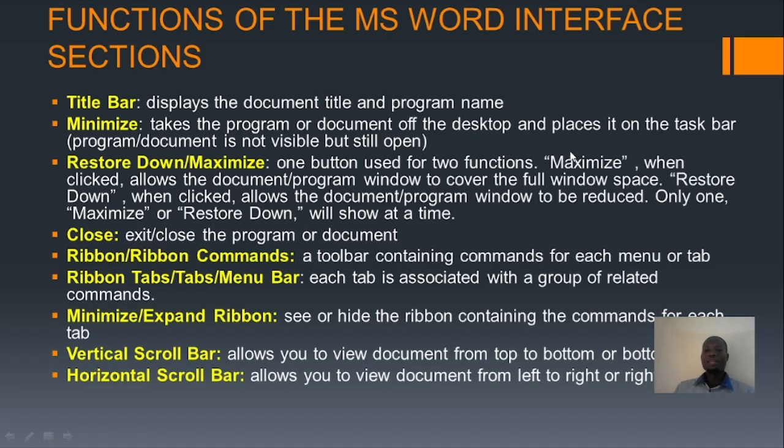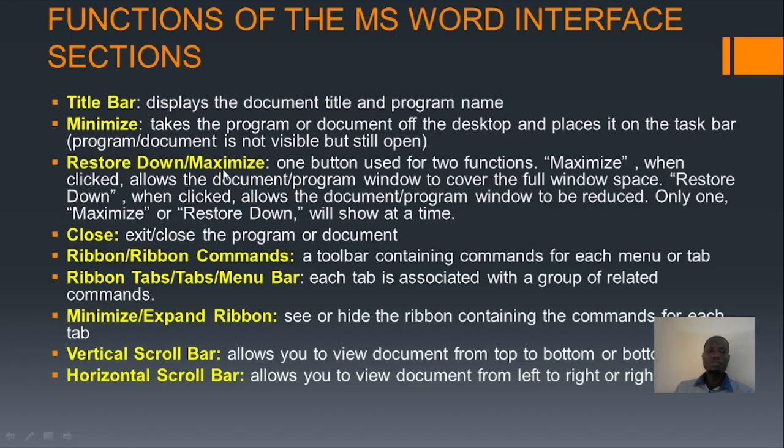So basically, it takes the document or the program to the taskbar, isn't it? So that it is not visible, but it is still open. So it is not visible on the screen, but the program is still open. That is the work of the minimize button.